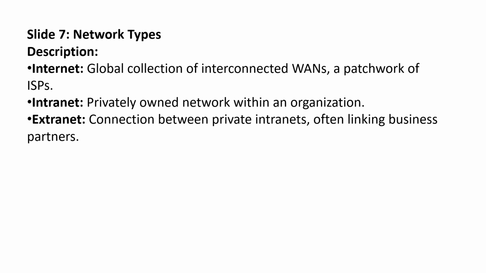Network types. Internet: a global collection of internetworked WANs, a patchwork of ISPs. Intranet: a privately owned network within an organization. Extranet: a connection between private intranets, often linking business partners.